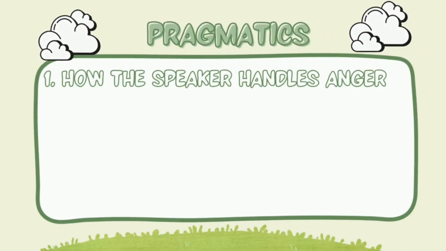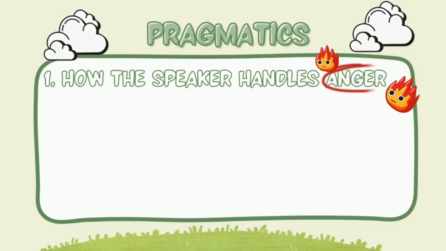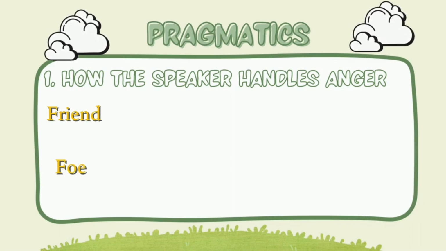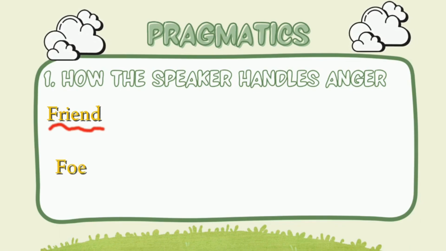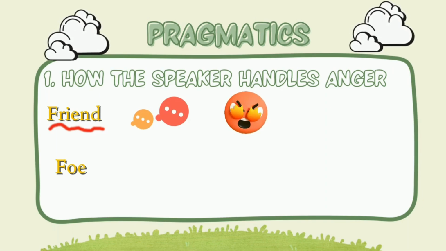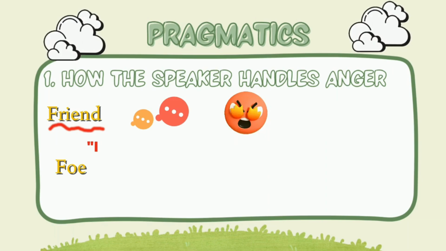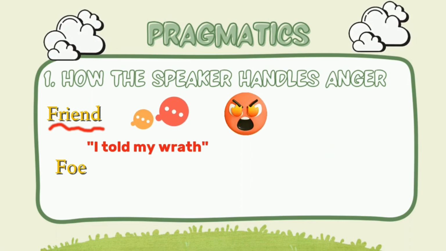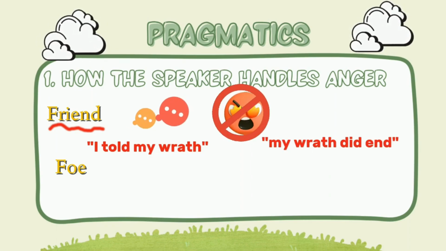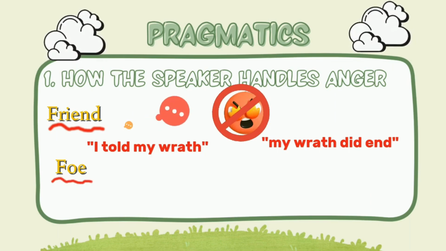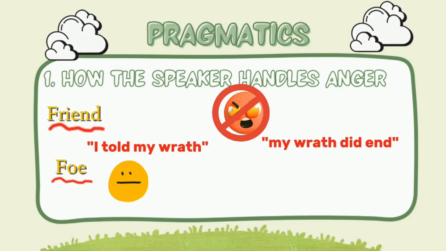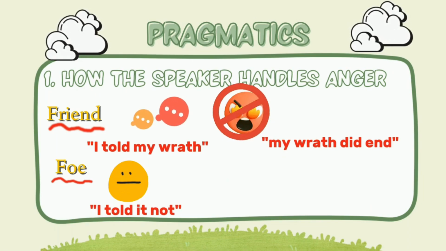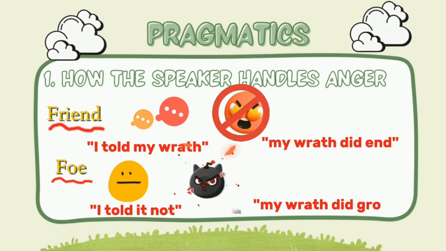What we're going to explain is how the speaker handles anger. So, the speaker behaves differently with a friend and a foe, the enemy. With a friend, the speaker talks about their anger openly. We can see this in the sentence, "I told my wrath." This honesty makes the anger go away. "My wrath did end." With a foe, the speaker hides their anger and doesn't talk about it. "I told it not." This makes the anger grow stronger. "My wrath did grow."